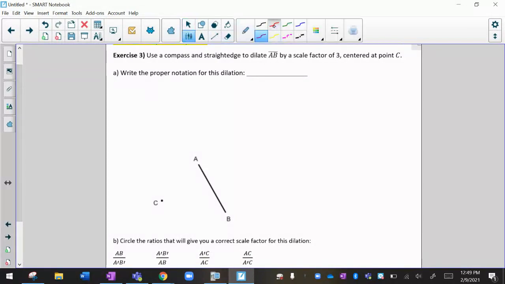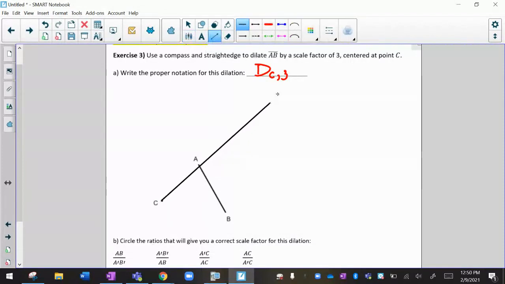All right, so if I want to write this proper notation, I'm dilating it centered at C with a scale factor of 3. And if you want to dilate something yourself, what we're going to do is first use a ruler, okay? And you're going to connect C to A and then just keep going. And then connect C to B and just keep going. So you connect your center to the points on your preimage and extend it.